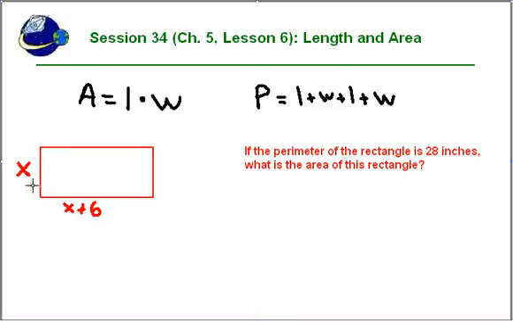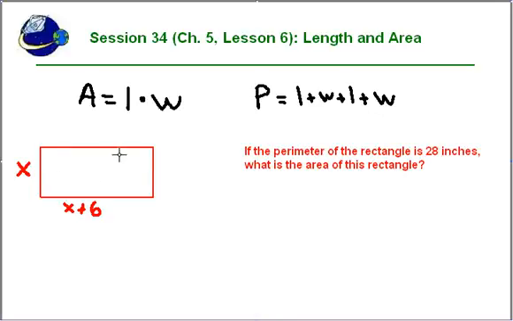Okay, first of all, we have a rectangle here, and the basic formula for the area of a rectangle is A equals L times W. A means area, L means length, W means width. And then the perimeter formula for a rectangle is simply adding up the four sides together. So P for perimeter is going to equal your length plus your width plus your length again plus the width.